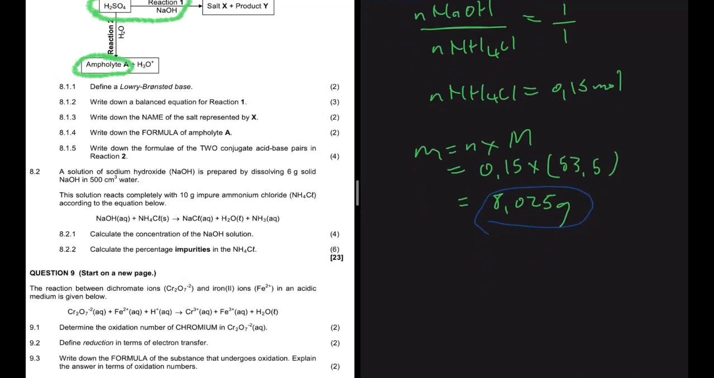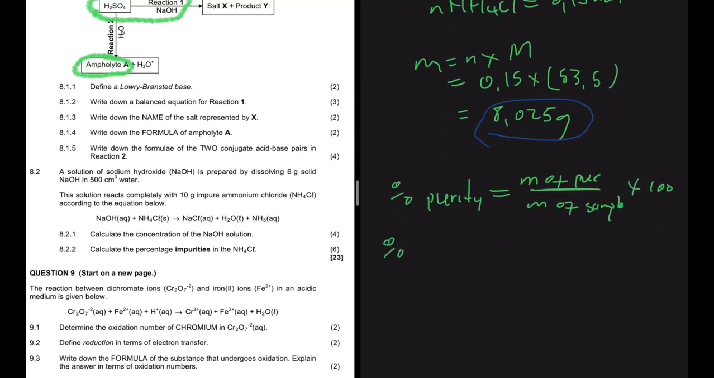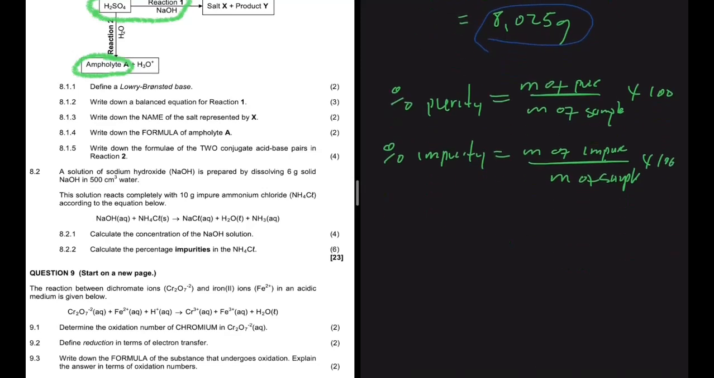We know fully well that percentage purity is equal to the mass of pure divided by the mass of the entire sample, multiplied by 100. So percentage impurity will be equal to the mass of the impure divided by the mass of the sample, multiplied by 100. It's a bit of a trick equation, but not that much.